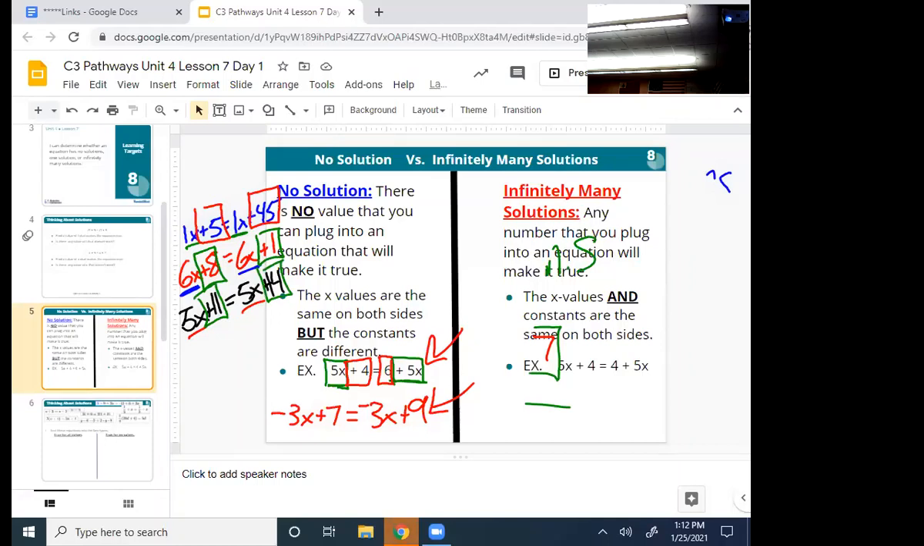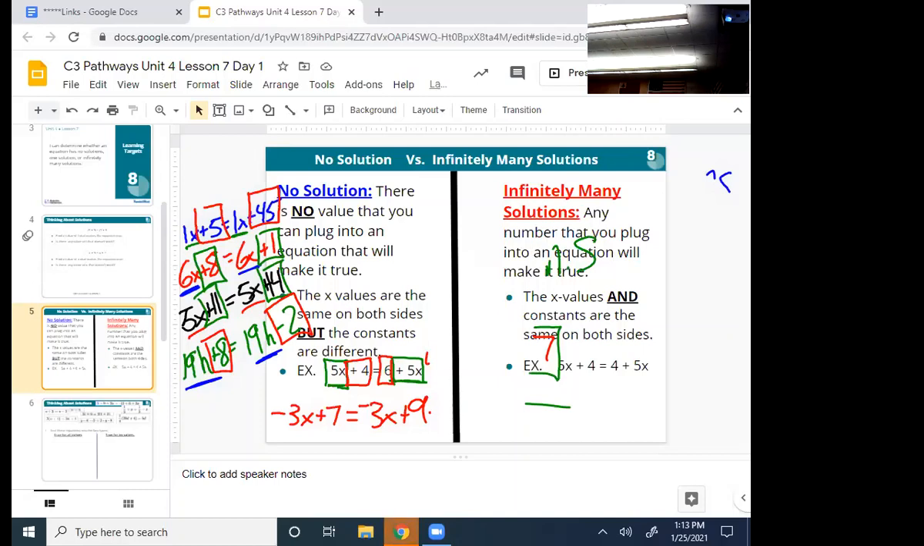Avery gave us 19h plus 8 is equal to 19h minus 2. Very good. I like how Avery changed up our variable, or our letter. 19h on both sides, but we have a plus 8 and a minus 2. Nice job, Avery. No problem, Diego. Awesome. I'm going to leave those up, and I'm going to take a look at the next piece of this. Now that was no solutions.